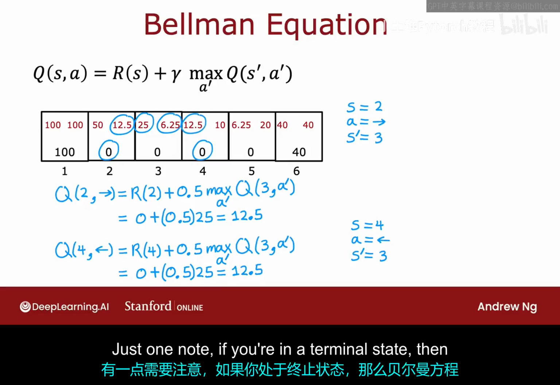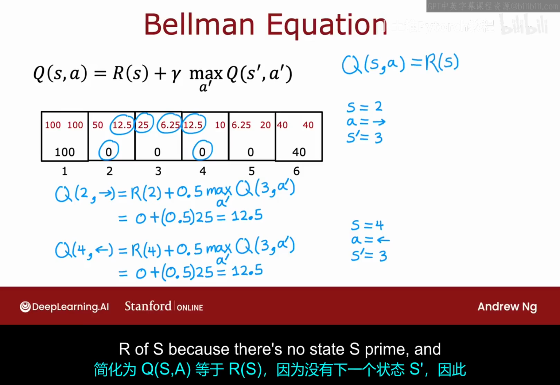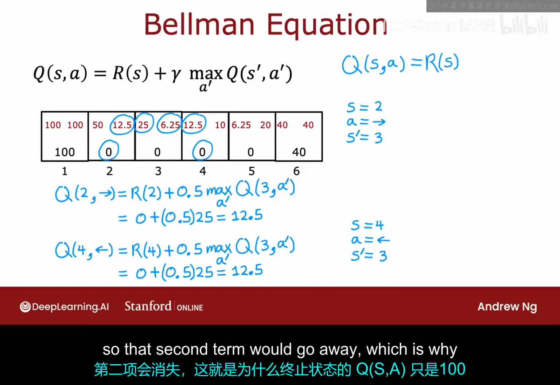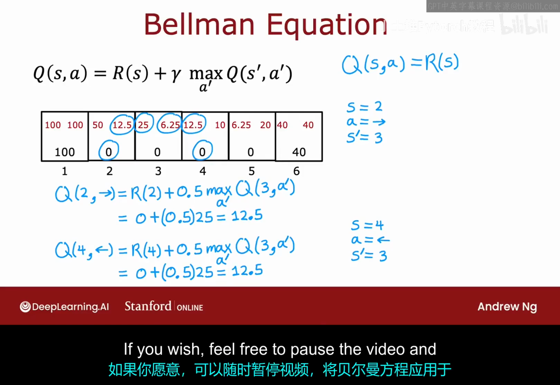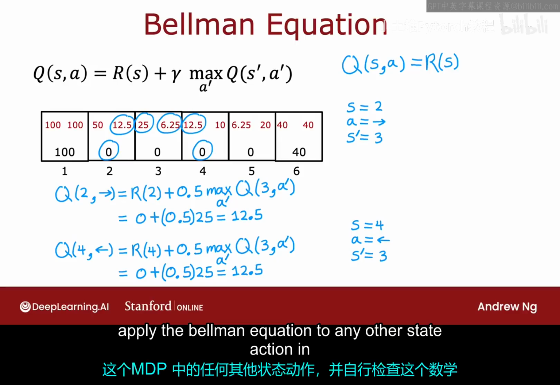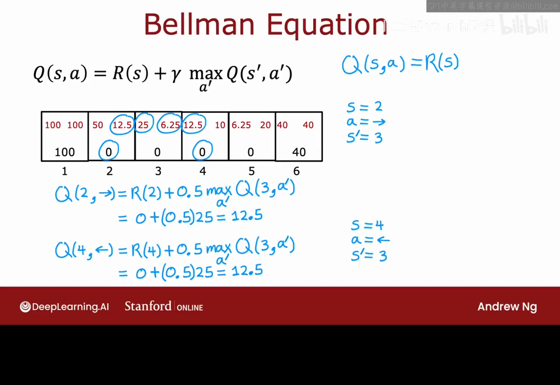Just one note: if you're in a terminal state, then the Bellman equation simplifies to Q of S,A equals R of S, because there's no state S prime. And so that second term would go away, which is why Q of S,A in the terminal states is just 100, 100 or 40, 40. If you wish, feel free to pause the video and apply the Bellman equation to any other state action in this MDP and check for yourself if this math works out.